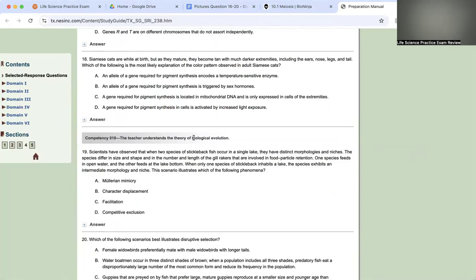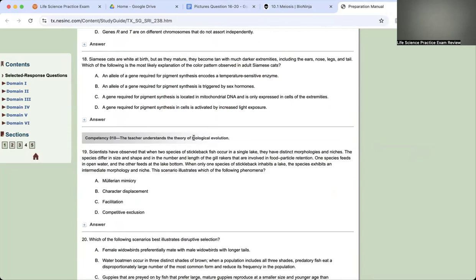But in our case, only the extremities are getting darker. So if the entire cat got darker, you could make a case that maybe it had to do with light exposure. But the extremities, they're not going to get more light than other parts. So that leaves us with A being the correct answer. A says an allele of a gene required for pigmentation or pigment synthesis codes a temperature-sensitive enzyme.